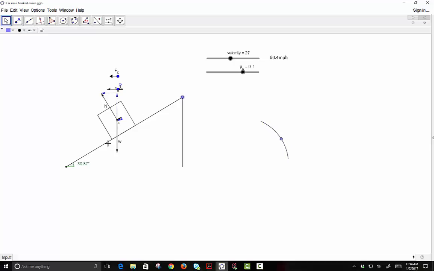So again, same kind of situation. What happens if the coefficient of friction decreases? You can see now, no matter how fast you're going, you're going to slide down the road. So this would happen on an icy road. So what you would want to do is actually increase your velocity, and now you can make it, even with a lower coefficient. It's interesting, huh?